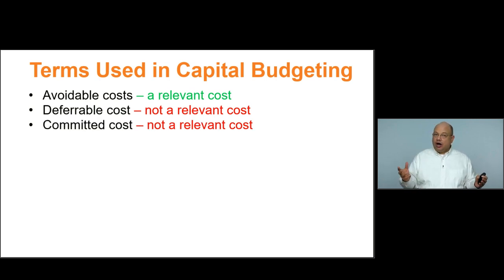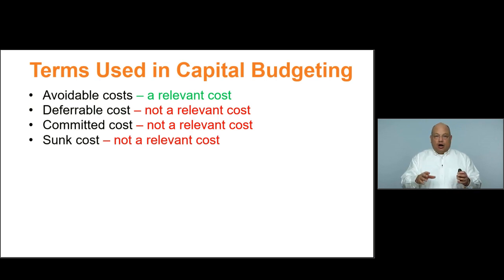A committed cost is a cost that we've already agreed to spend. We haven't spent it, but we've got the contract, we've got the agreement. It's just a matter of time before this cost gets spent, and because we've already committed to it, we can't do anything to change it. Committed costs are not relevant to the decision-making process because no matter what decision we make, we've agreed to spend it and we're going to have to spend that money.